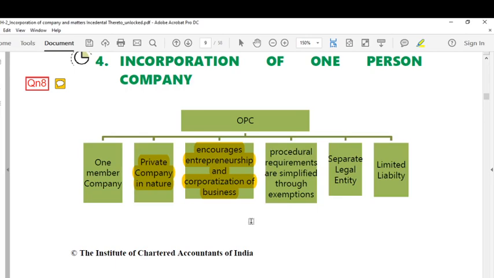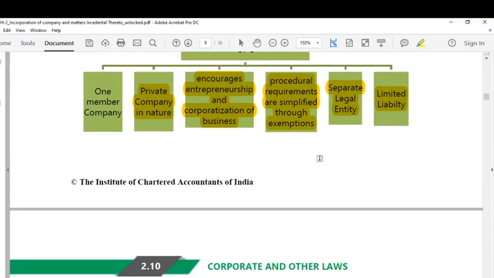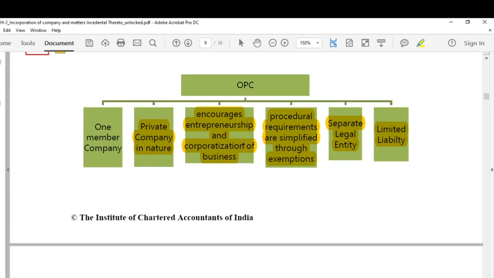So the speciality of this one person company is that procedural requirements are very simplified by giving certain exemptions as special features. And apart from that, this one person company enjoys the separate legal entity status like that of any body corporate, whether it be a public company or a private company or a government company, whatever legal entity is available, the same is also enjoyed by one person company. And apart from that, it has limited liability. The one person company enjoys the privilege of limited liability like any other corporate body. So, dear students, this is all about a brief introduction to a one person company.